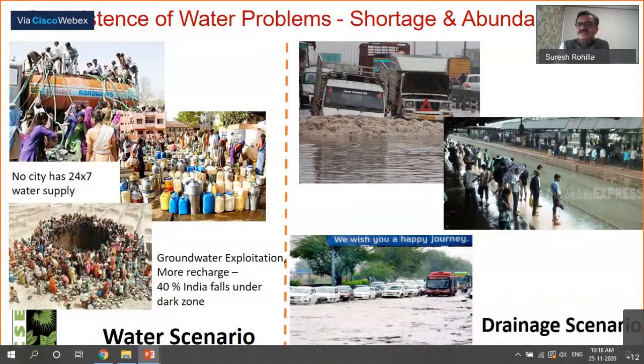On the other side, there are increasing incidences of flooding. Increasingly, all the smart cities and Amrut cities, which are part of the urban reform agenda, are facing the drainage challenge as a big challenge: whether mechanical pumping and increasing the diameter of the pipes is a good way. So there's a big challenge of coexistence of shortage of water supply and abundance of water.